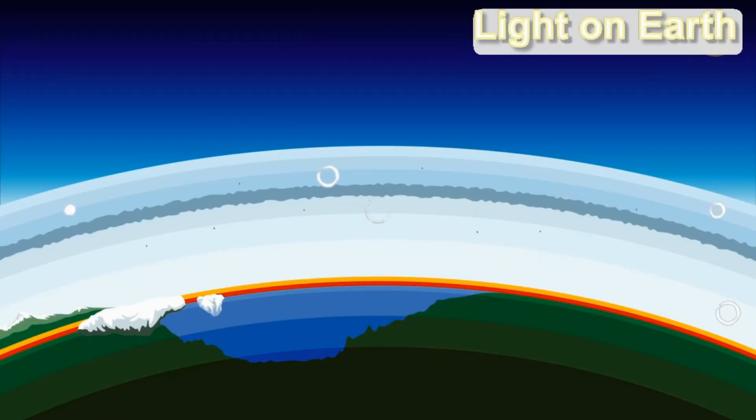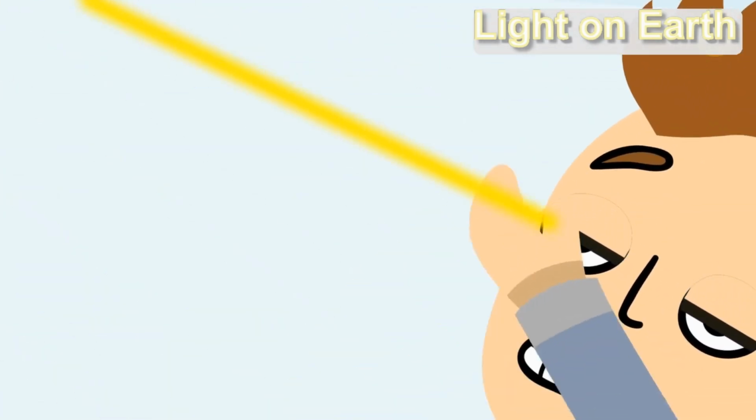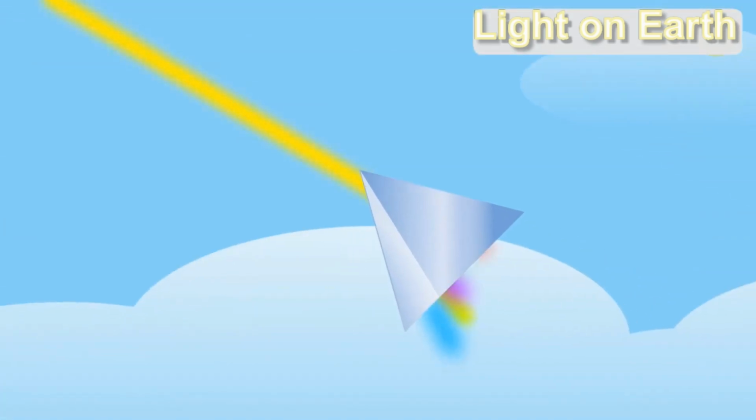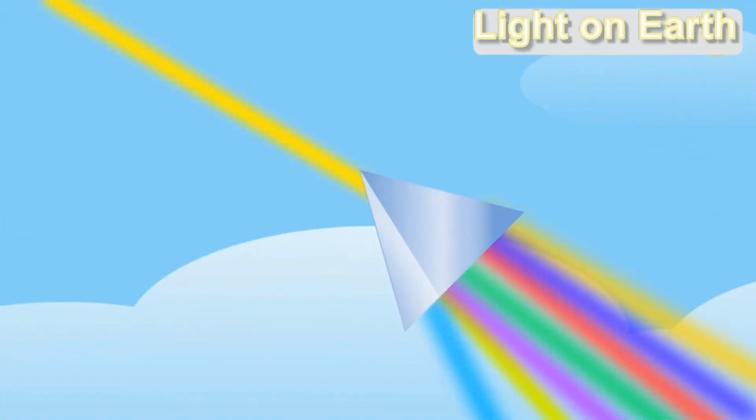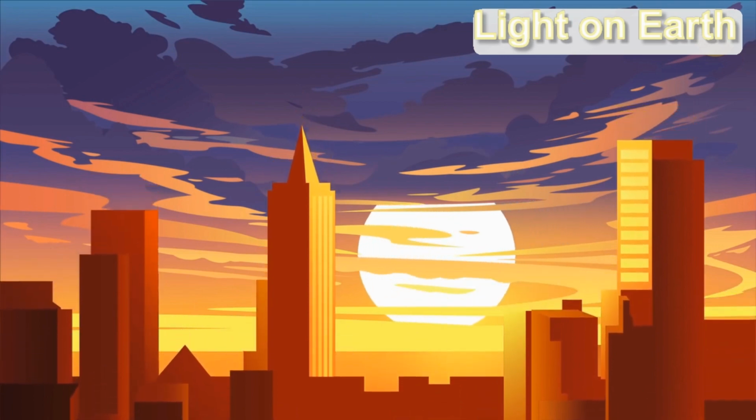It's full of dust, dirt, gases, and water droplets, which all act like tiny mirrors and reflect the sunlight. When sunlight bumps into these small particles, it diffuses and creates different colors. That's why we see a blue sky and all those spectacular shades during sunrise and sunset.